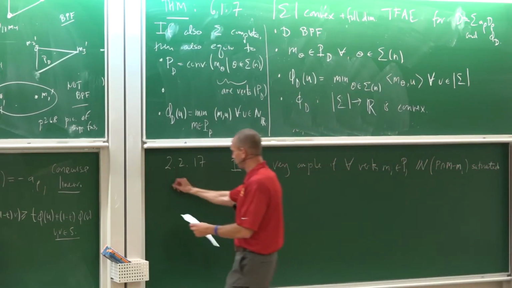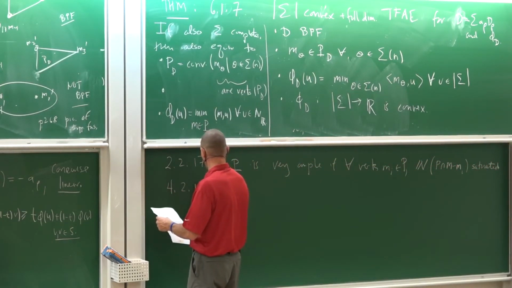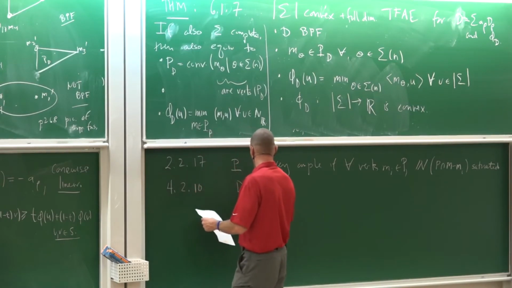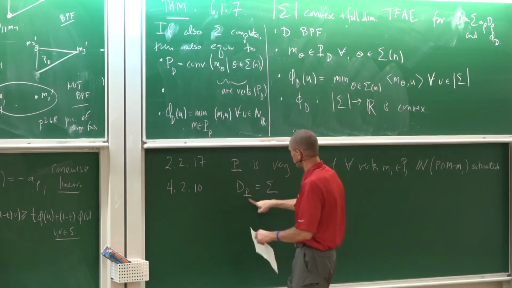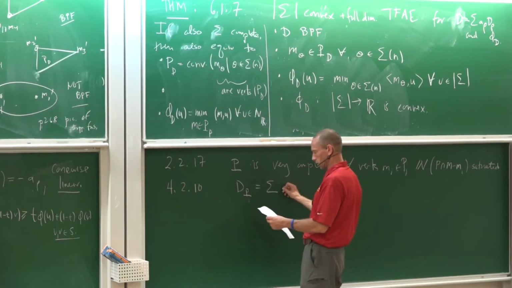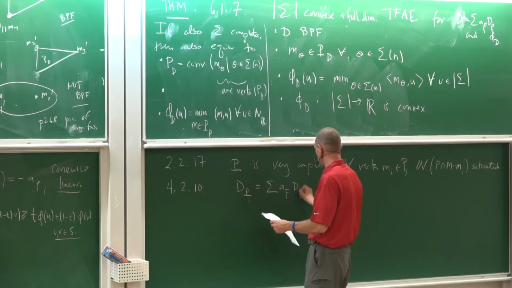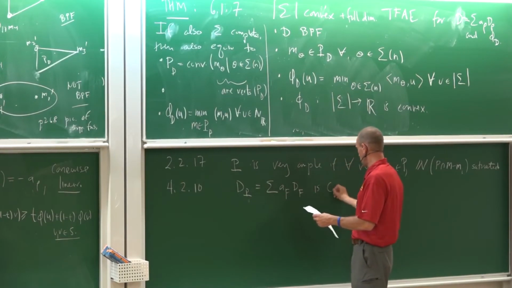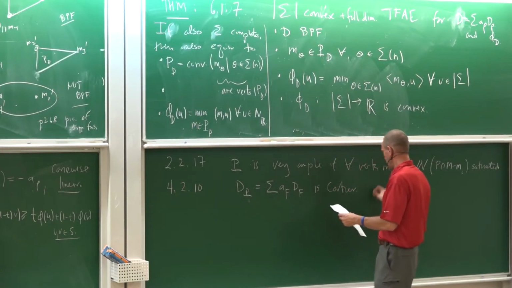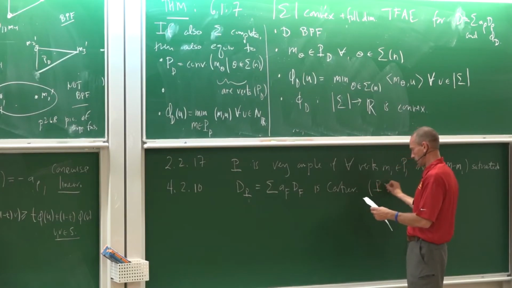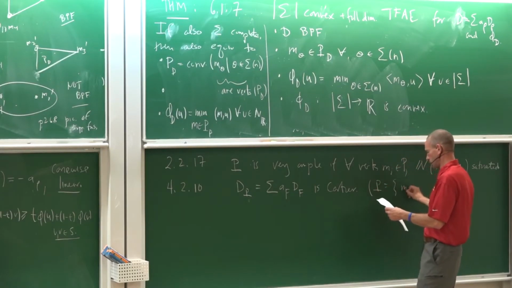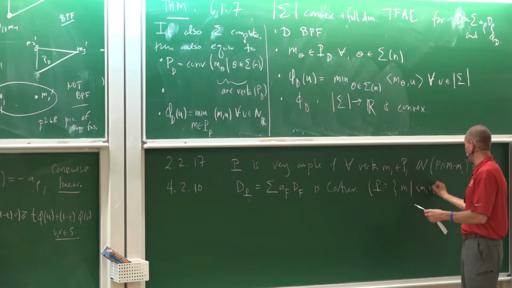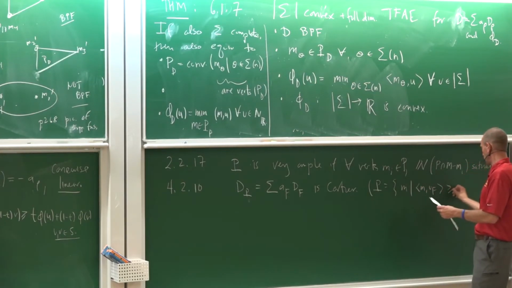And then in 4.2.10, we had D sub P, which was a summation. This was a polytope. We could look at this corresponding divisor, a sub F, D sub F. These are the inward pointing normals. This is Cartier. Remember P is the set of M such that M comma u sub F is greater than or equal to minus a sub F.